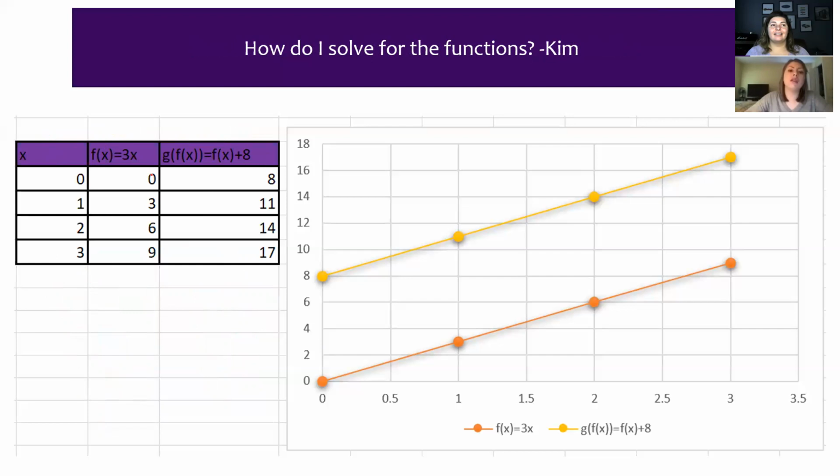To solve the functions, Katie, would you mind drawing for me? Sorry. Absolutely. No problem at all.